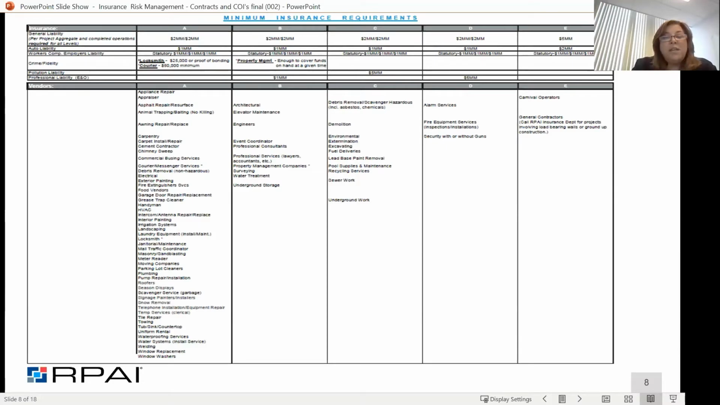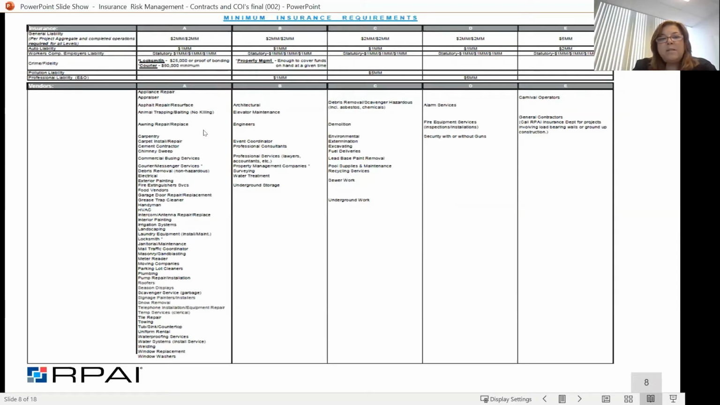So I'm looking at this, and this is something that we created internally at RPAI. It is something that we outline as far as insurance requirements, and it's based upon trade type. So if you look down below, we tried to capture the various types of vendors that we hire at RPAI for work on our property. And we've broken them down into 5 levels. The first level is pretty much your general catch-all, right? Pretty much everybody is going to fall into A.